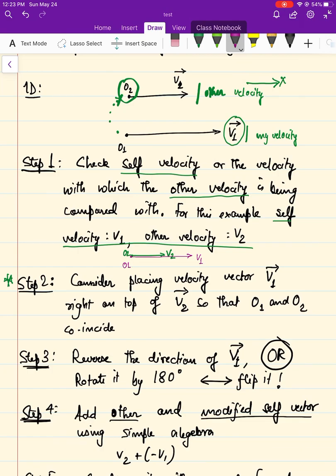So consider placing vector v1 right on top of v2 so that O1 and O2 coincide. So this is what I've done, and it's pretty simple. We just need to merge O1 and O2, and you can see that this clearly is the case.